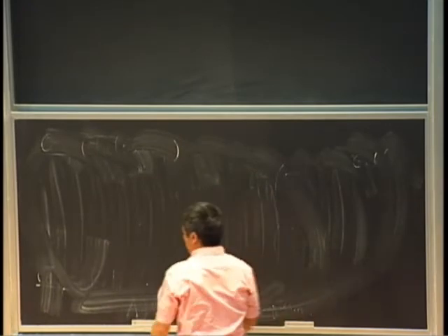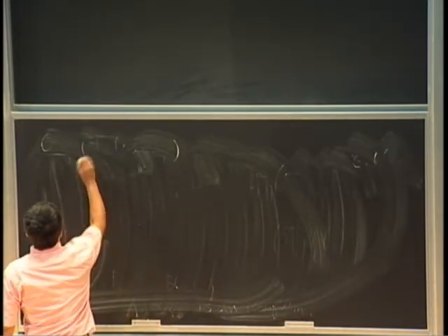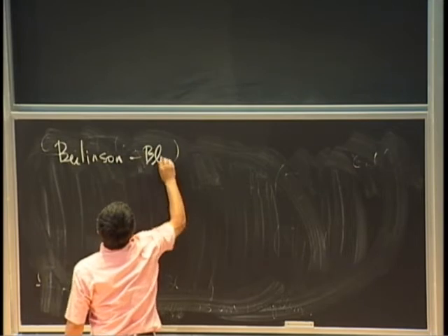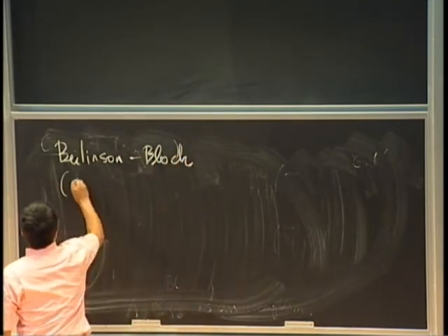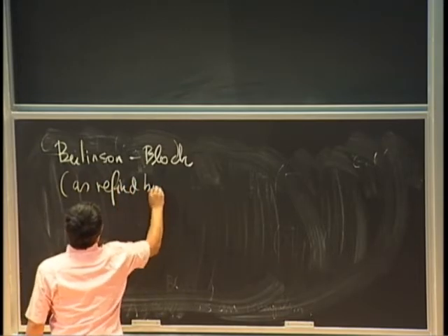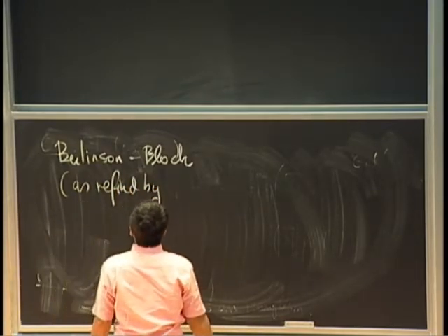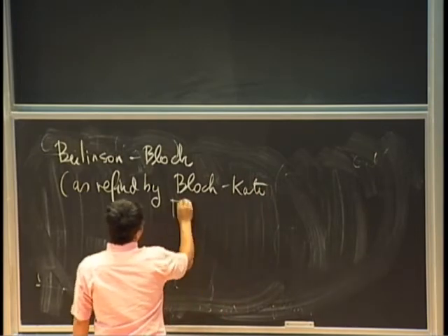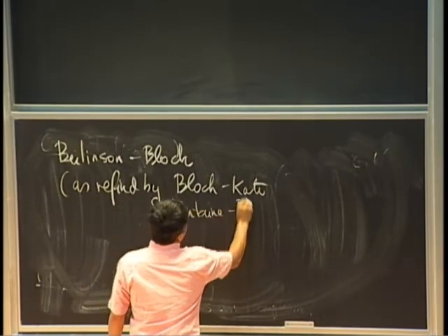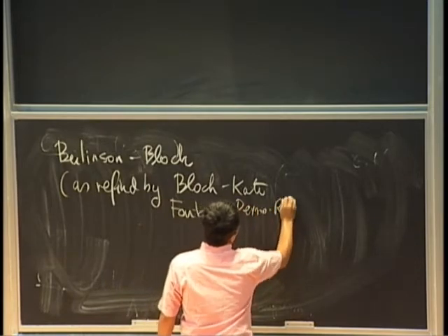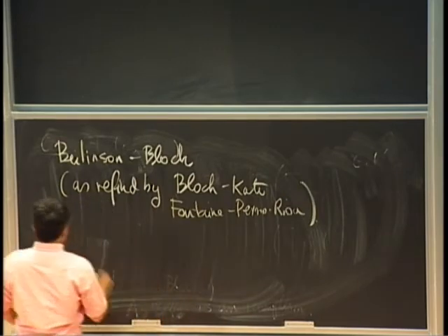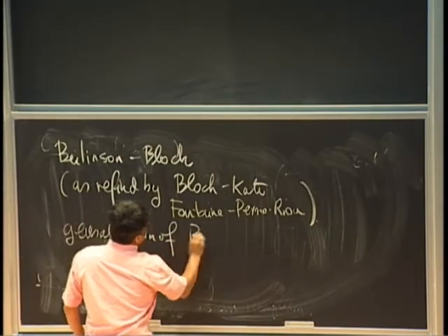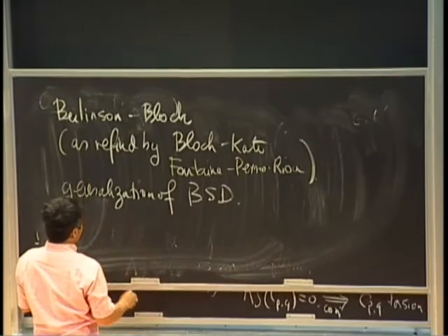Okay, so this is about the cycles. They also have conjectures about the relation of cycles with the Galois action. So there is the Beilinson-Bloch conjecture as refined by Bloch, Kato, and Fontaine-Perrin-Riou. So you get a certain generalization of the BSD conjecture.